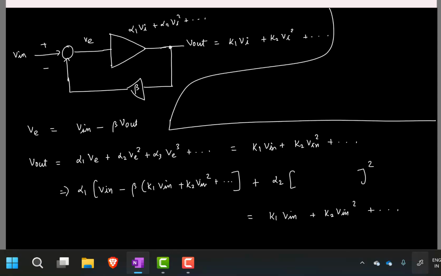So what is K1? What do you think logically K1 will be equal to? K1 is a linear term, right? If it's only the linear term, what do you think it will be equal to? Alpha 1 by 1 plus alpha 1 beta. You equate it, this is what you will get. Similarly, you do for K2, you will find that it is alpha 2 by 1 plus alpha 1 beta the whole power 3, I think, something like this. Similarly, K3, you will find that it will be alpha 3 by 1 plus alpha 1 beta whole power 4 and so on.